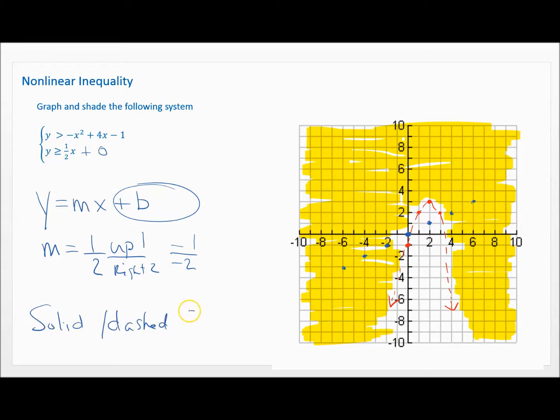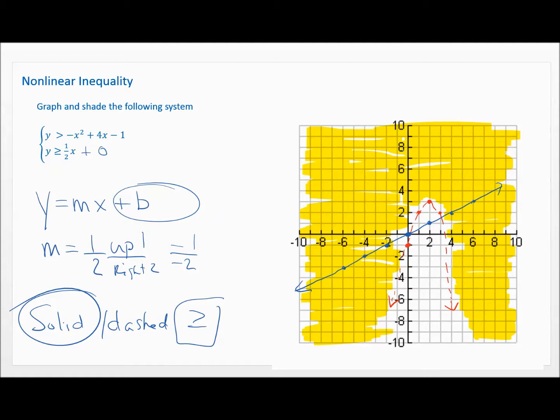Notice it's got greater than or equal to, therefore a solid line is what we need. So I'm going to connect these dots, connect my points right there with a solid line, and now I've got to figure out what to shade. Now it says y is greater than or equal to 1/2. That means what I shade is above the line, because y is up and down, right? And if y is greater than that, it's above the line.